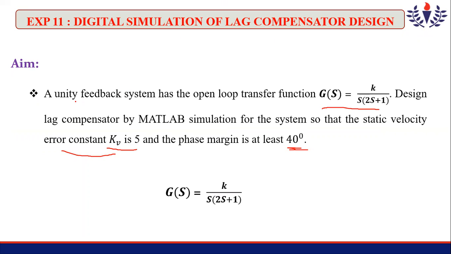Coming to the aim, a unity feedback system has an open loop transfer function G(s) = K / (s(2s + 1)). Design a lag compensator by MATLAB simulation for the system so that the static velocity error constant Kv is 5 and the phase margin is at least 40 degrees. So this is the open loop system they are giving.